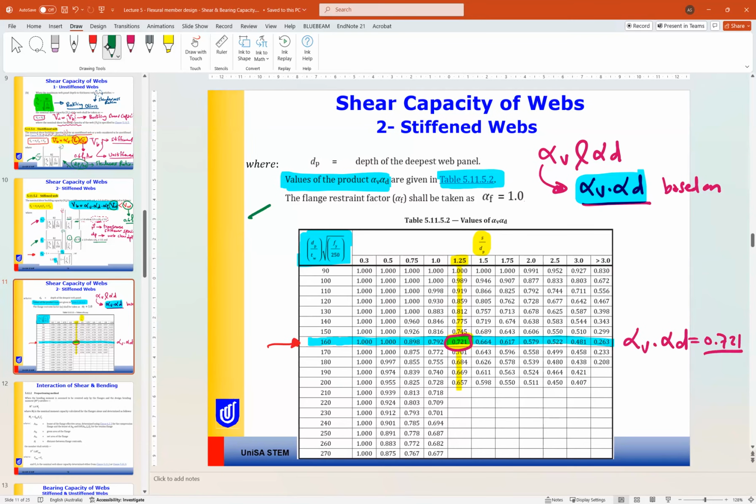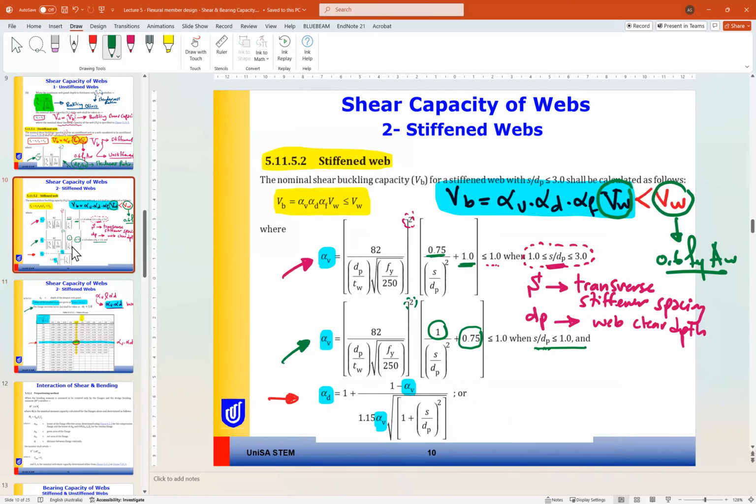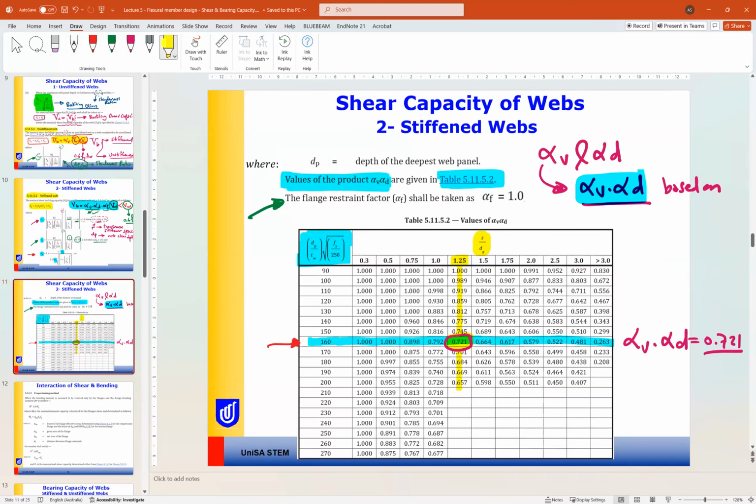For alpha F, if you go back to the formula, we have alpha V and alpha D, which we can find as one value from the table. For alpha F, we will take it as 1. So alpha F, the flange strain factor, shall be taken as 1. There is another method for alpha F, but to simplify in our class, we will take it as 1. Okay?